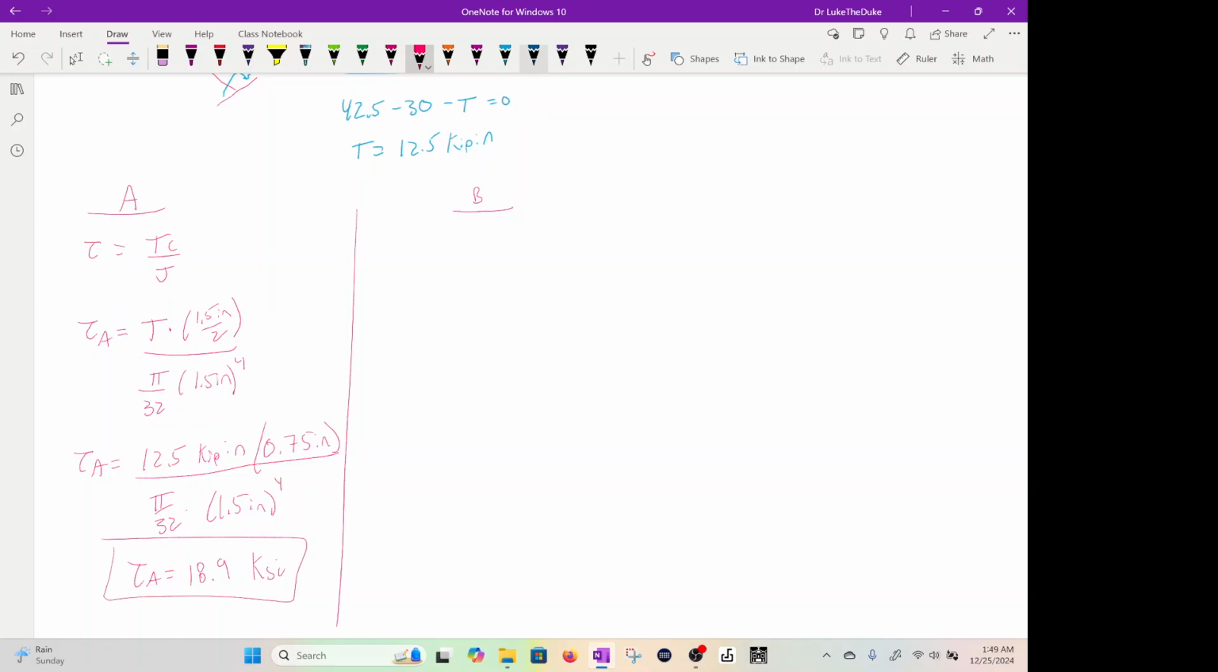All right, now let's look at B. So tau of B is the torque times an arbitrary distance over J. So tau B, torque 12.5 kip per inch times, and this distance, 0.15 inches over pi over 32 times 1.5 inches to the 4th, and plug this in our calculator, and we get 3.8 KSI.